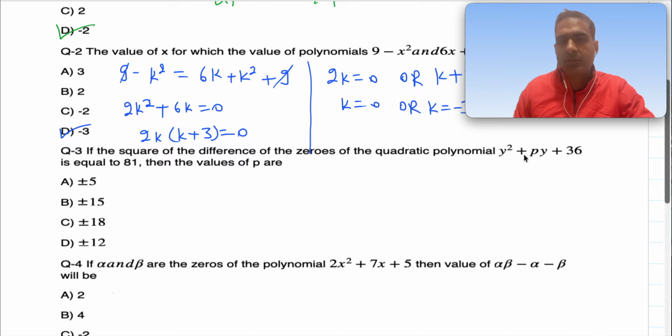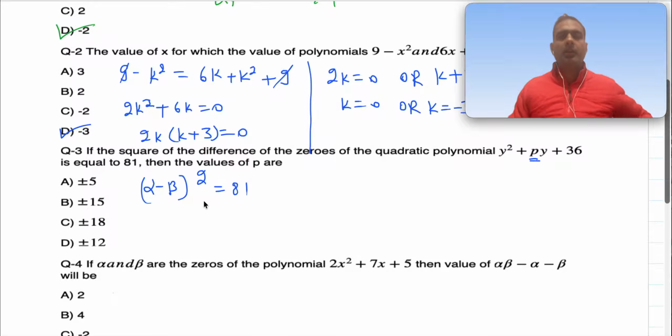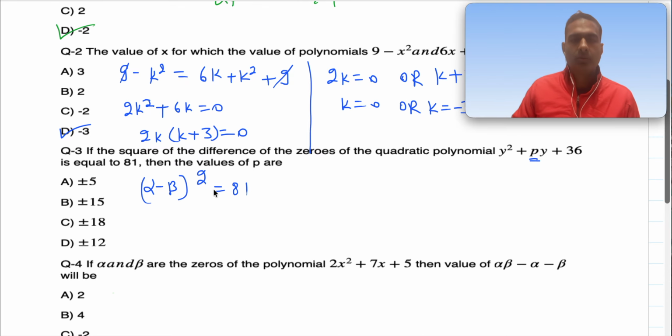If we assume that the zeros of this polynomial are alpha and beta, the difference between alpha and beta is alpha minus beta, and it is saying square of the difference, so I have to square it. The square of the difference of the zeros of the quadratic polynomial is 81. So this is equal to 81. Then find the value of p. So we have to find the value of p if the square of the difference between the zeros of this polynomial is 81. Now, alpha minus beta whole square.